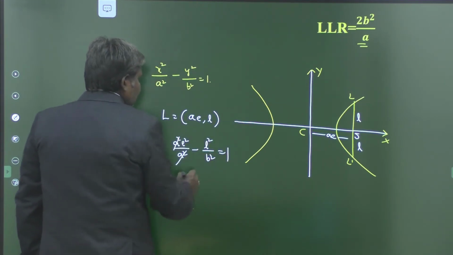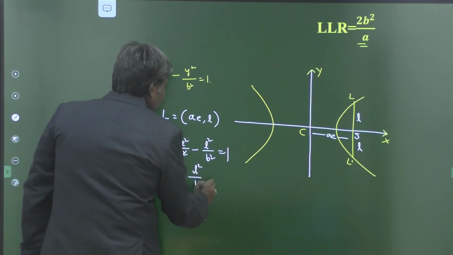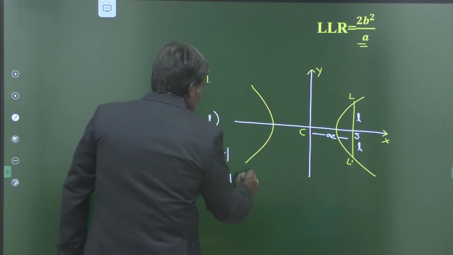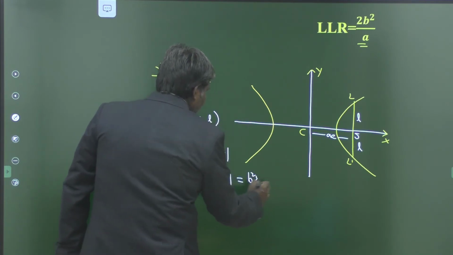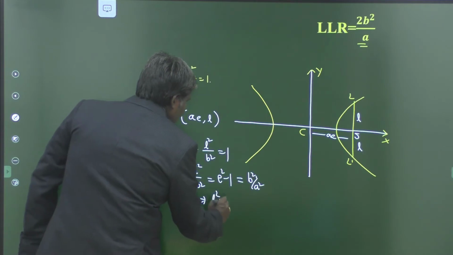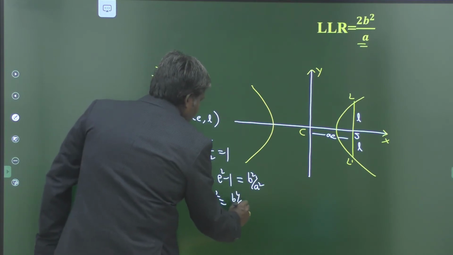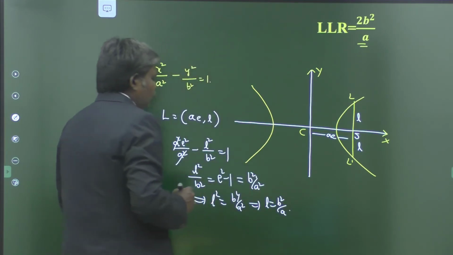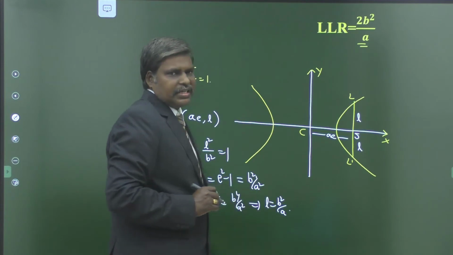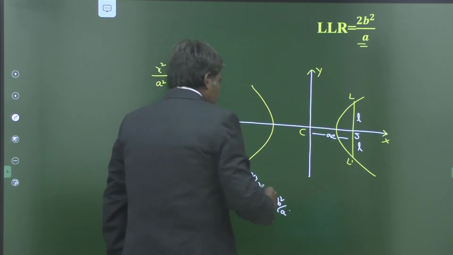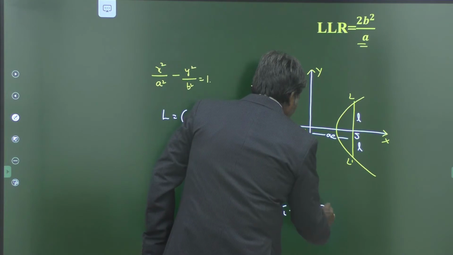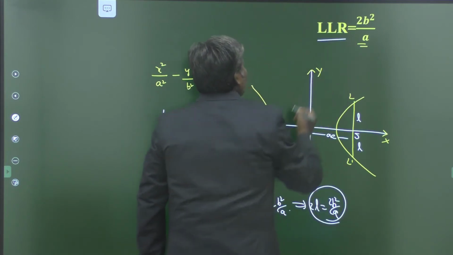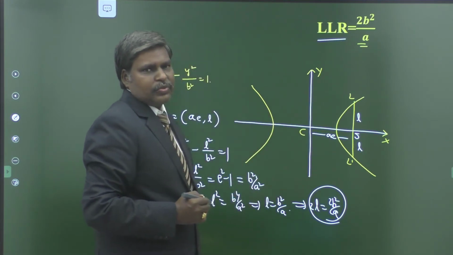A square gets cancelled. Therefore, l square by b square is equal to e square minus 1. E square minus 1 is nothing but b square by a square. Implies l square is equal to b power 4 by a square. Implies l is equal to b square by a. We have the length of semi-latus rectum as b square by a. On doubling it, 2l is equals to 2b square by a. Hence proved. Therefore, length of the latus rectum is equal to 2b square by a.